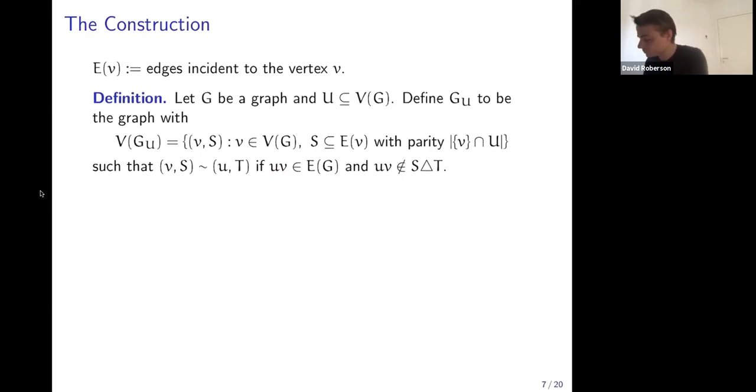So, does everyone understand this adjacency condition? We just look at the first coordinates and check that they're adjacent. And then we check that either both S and T contain the edge between the first coordinates, or neither S nor T contains the edge between the first coordinates.